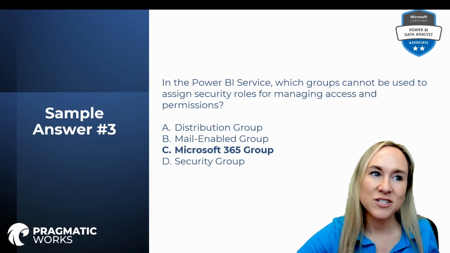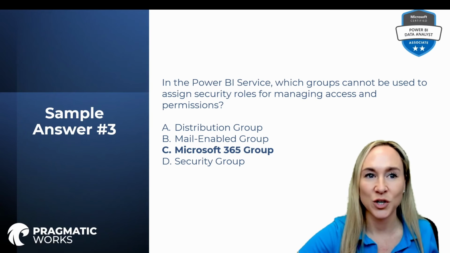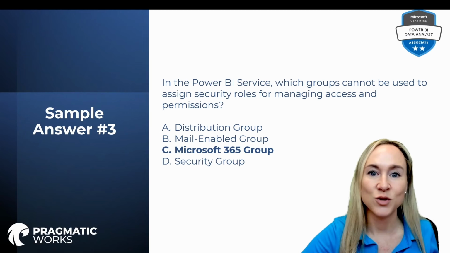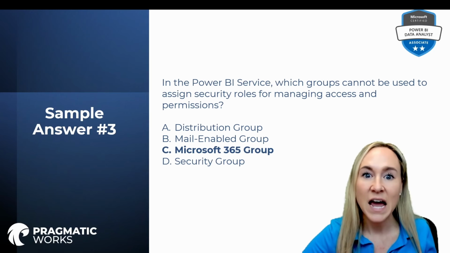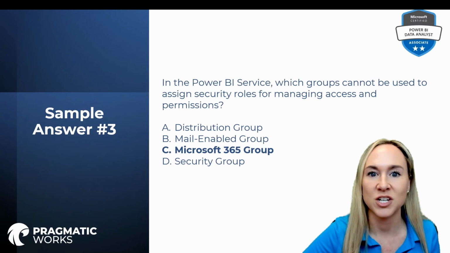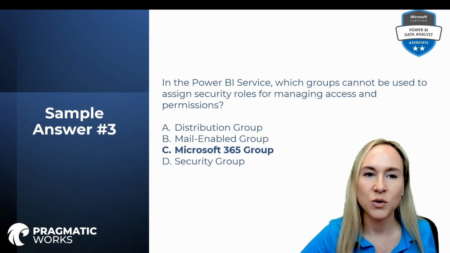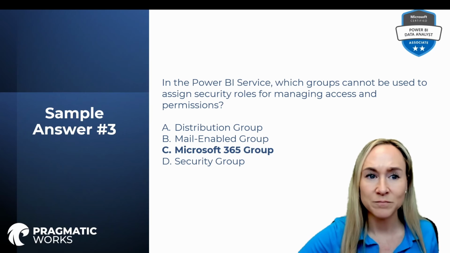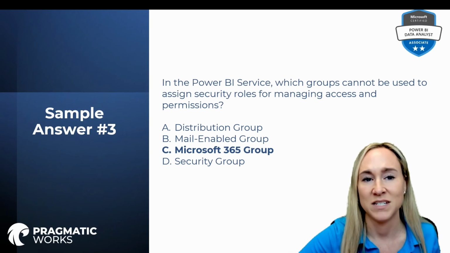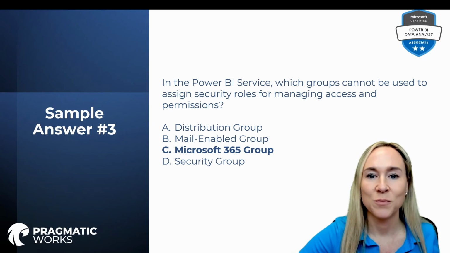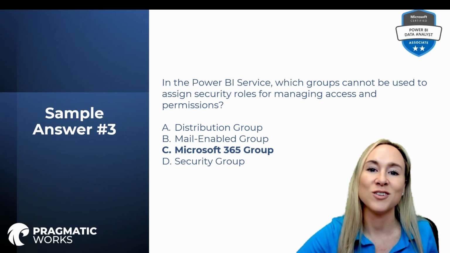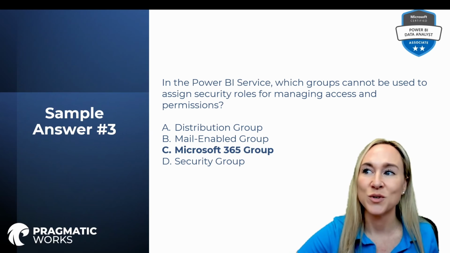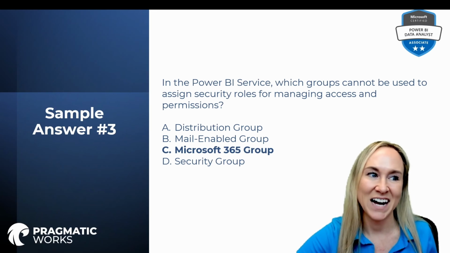C. Microsoft 365 groups cannot be enabled or used for assigning users or user groups to security roles. You can, however, set up security groups, a group of individuals who have a common role and responsibilities and should have common permissions in your organization. So you can create those security groups on your Azure Active Directory or in the Microsoft 365 Admin Center. Now, distribution groups, mail-enabled groups, and those security groups we just discussed are the only three groups that you can use to assign groups to security roles for managing permission and access.